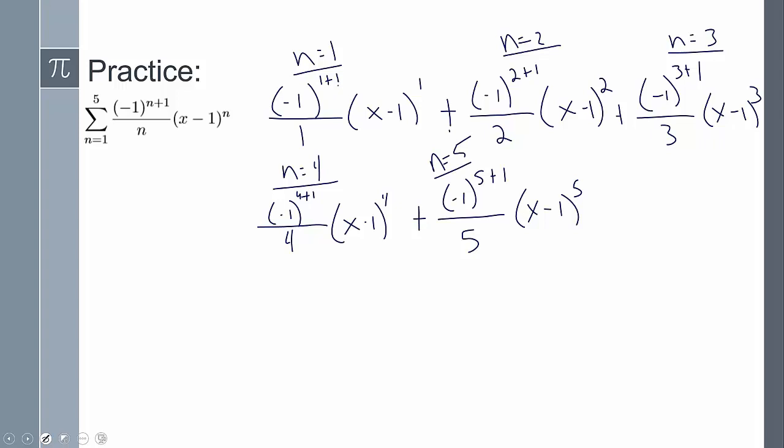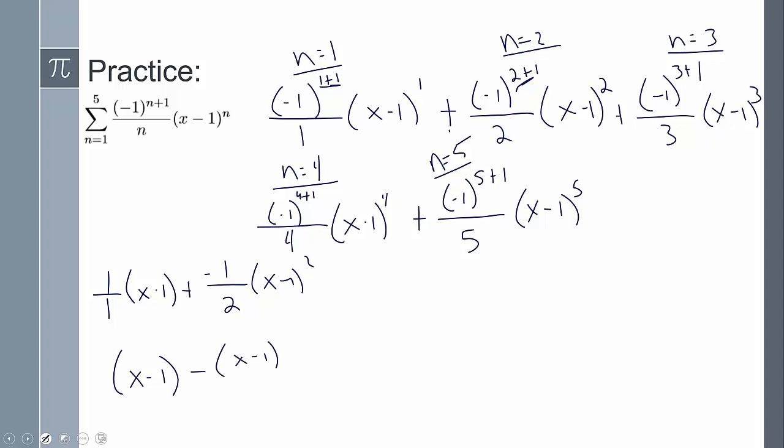So this turns into squared. Well, -1 squared is +1. So I'm going to get 1 over 1 times x minus 1 to the first. Well, that's just going to be x minus 1. Plus, now for this next one, I get -1 to the third power. So that's going to be -1 over 2, times x minus 1 squared. So that's going to be minus x minus 1 squared over 2.